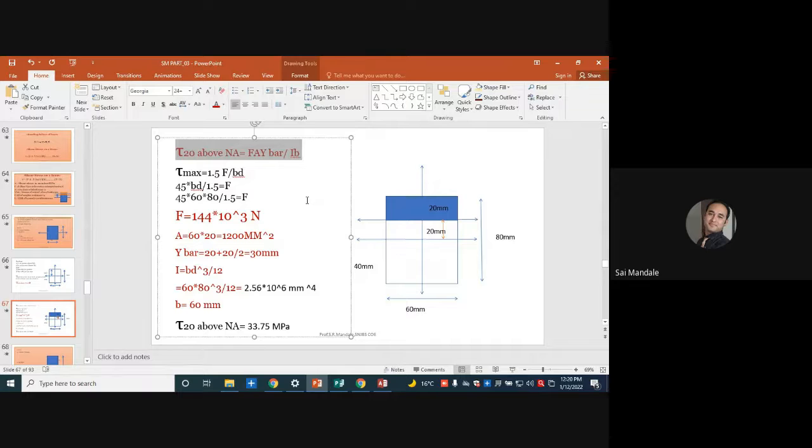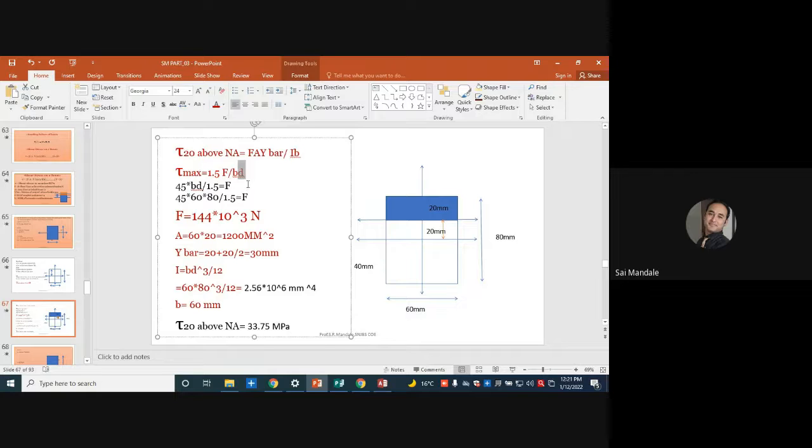So let us move towards the calculations of I, B, F, A, and Y bar. That will give us the value of tau 20 mm above NA. But if I wish to identify the value of maximum tau, the formula is 1.5 into force upon B D, that is, F is the shear force upon B into D, the section.